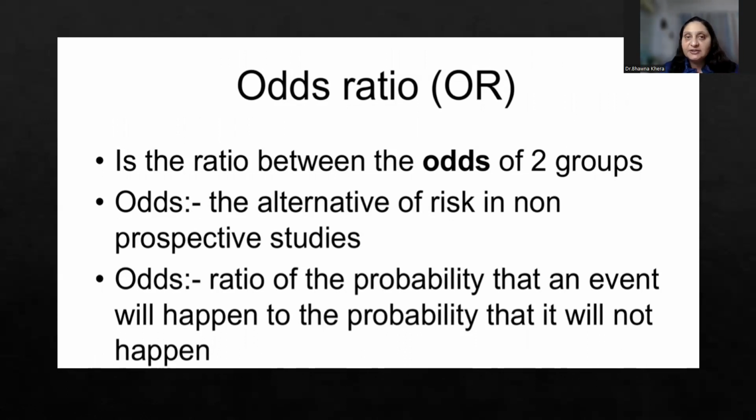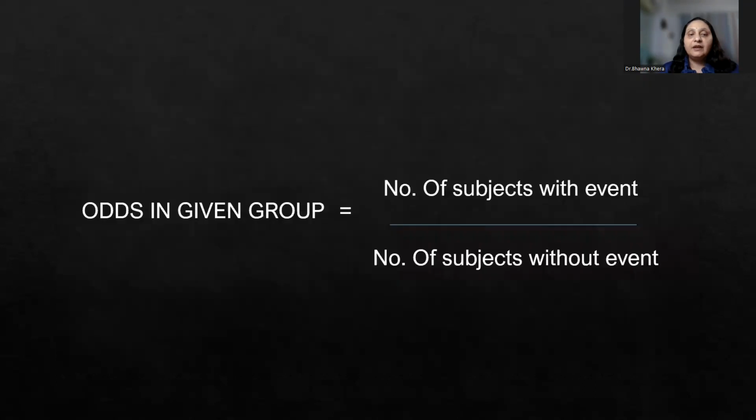As I already explained, we are going to use this in case-controlled studies. Odds is the ratio of the probability that an event will happen to the probability that it will not happen. So odds in a given group is the number of subjects with event upon number of subjects without event. Now compare this with the relative risk.